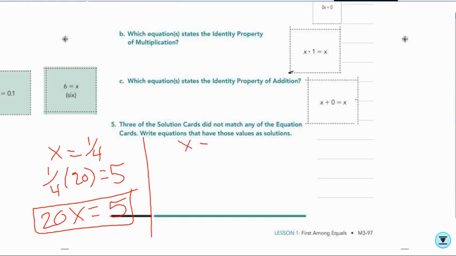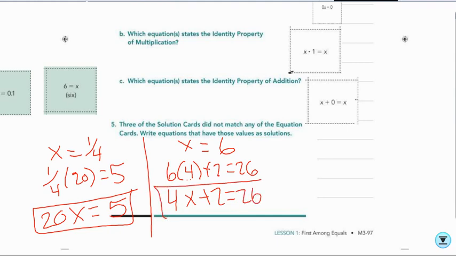If I took x equals 6, I could write 6 times 4 plus 2 equals 26. And you can make up your own. But this would be 6 times 4 is 24. 24 plus 2 is 26. So this would be 4x plus 2 equals 26. And that would be my equation.